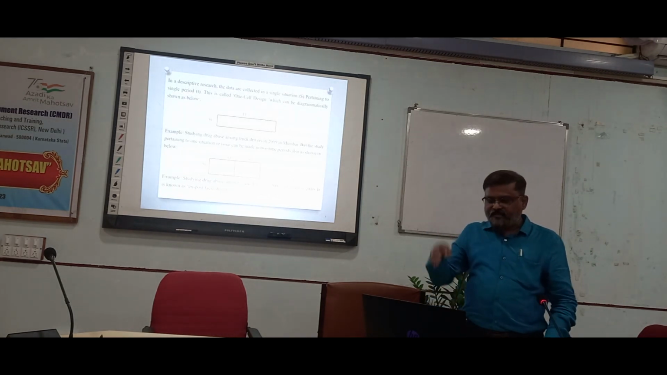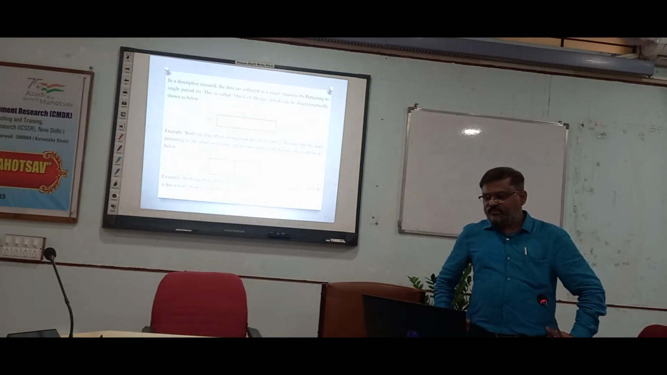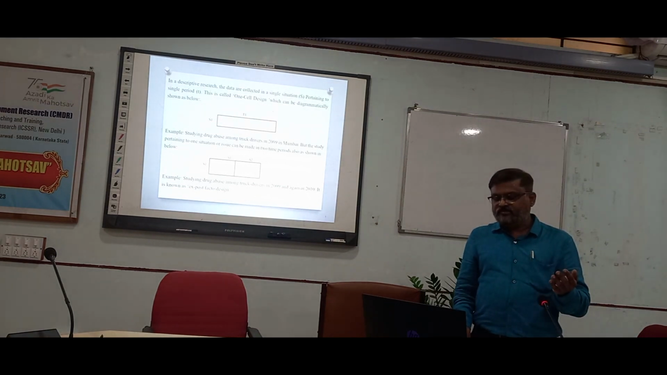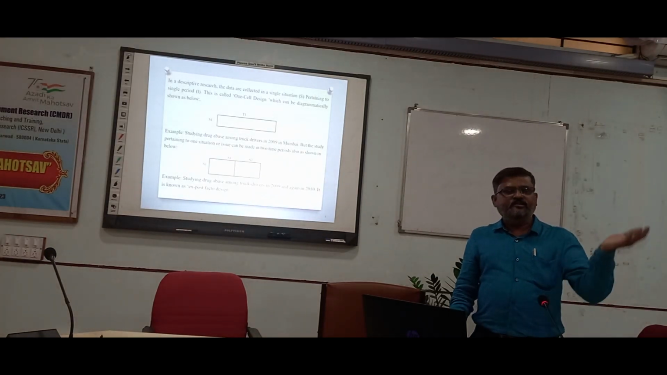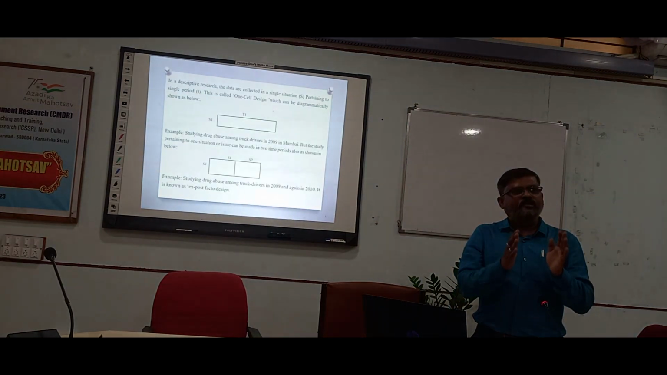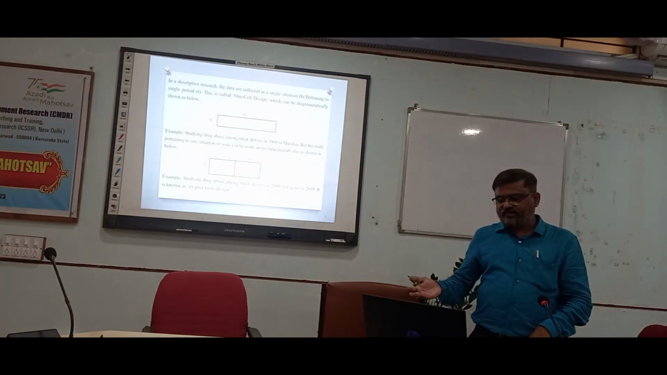For example, studying drug abuse among truck drivers in 2009 in Mumbai. Studies pertaining to one situation or issue can be made over two time periods as well. The abuse among the same truck drivers can also be understood in a different situation, sometime later or in a single time. Or the same problem in a different time period can also be understood.